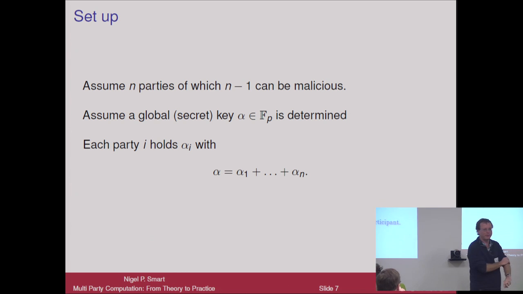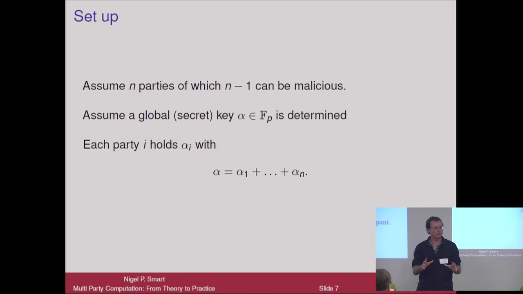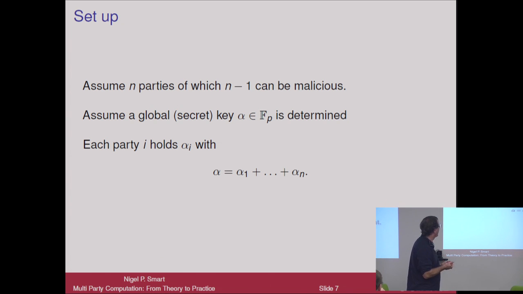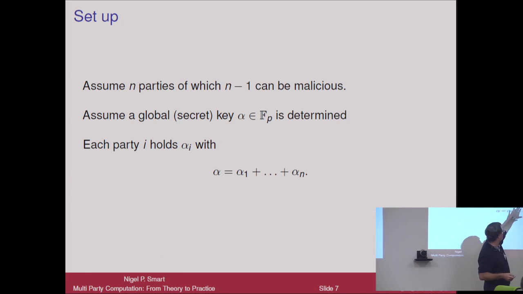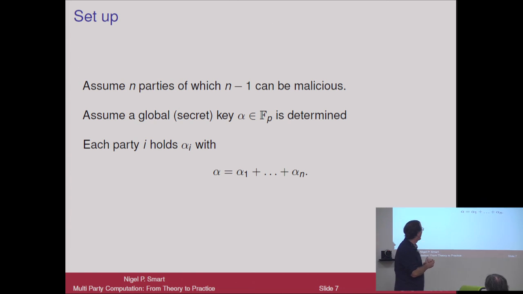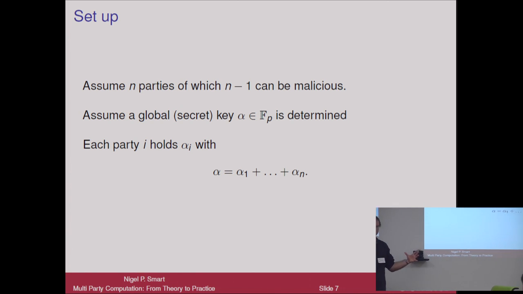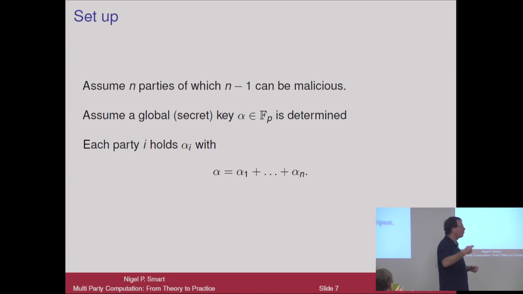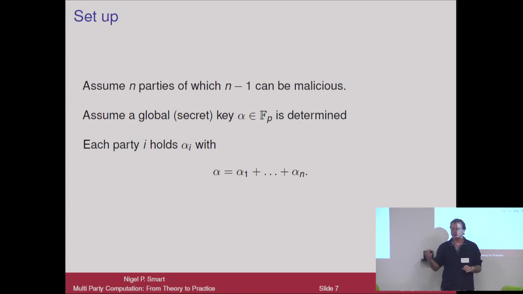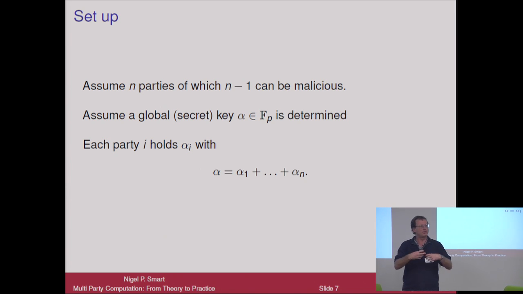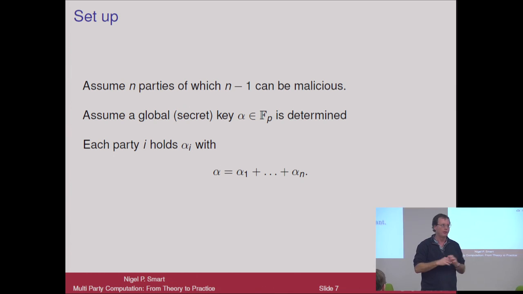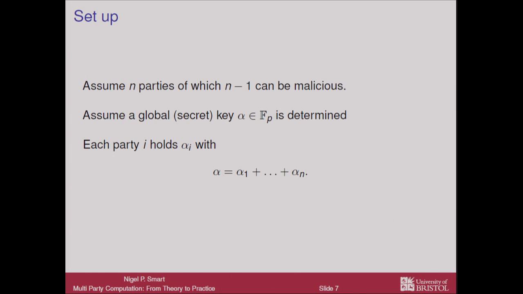Okay. So we assume there are n parties, of which n minus 1 are bad guys, and there's some global secret key alpha, which is an integer mod p, but we don't actually know what it is. Party 1 generates a random alpha 1, party 2 generates a random alpha 2, and this global secret is formally defined to be the sum of the random numbers they've all chosen. So that's the setup.